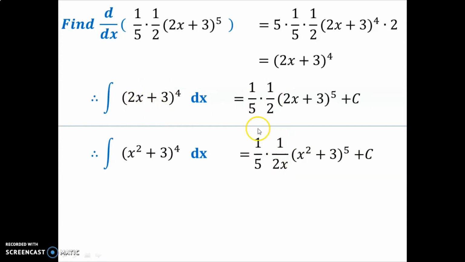So I'm doing the same thing here, except for now, instead of a 2, I have a 2x because the derivative of this is 2x. Will this work? Is that really the integral of that? Will this same rule that we applied here work here? Let's check. Let's go backwards.